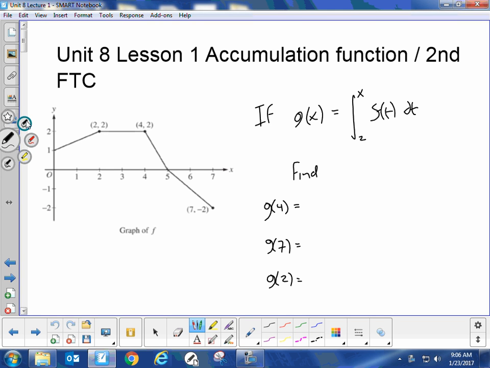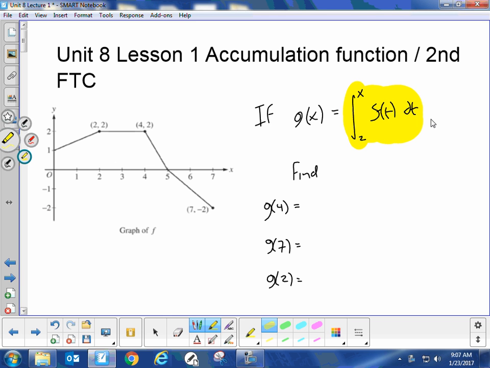Okay, unit 8 of 10. We're going to talk about the accumulation function. This right here is the accumulation function. It is an integral with a variable in it. It's read the integral from 2 to x of f of t dt.